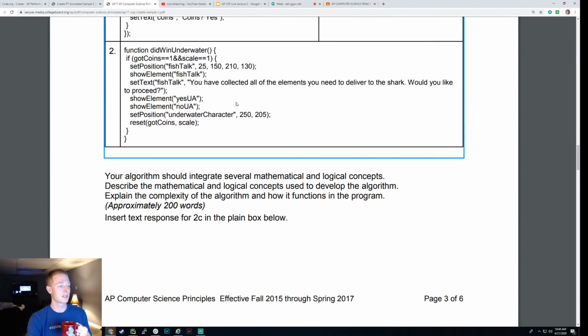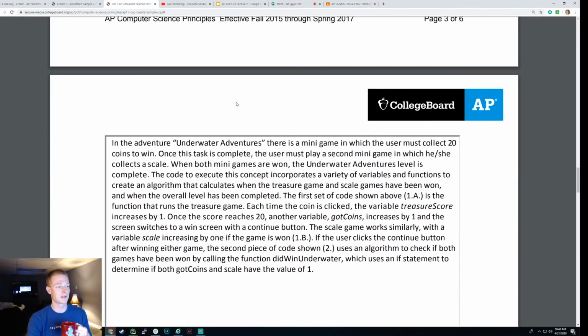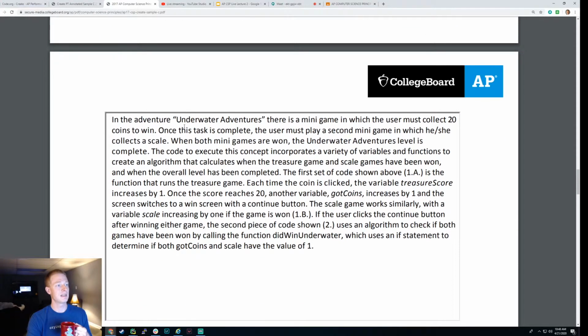Okay, so let's read their response here and see if we can understand. In the underwater adventures, there's a mini game in which the user must collect 20 coins to win. Once that's complete, the user plays a second mini game where they collect a scale, and when both are won, that level is complete. Okay, so they say that the code executes the concept, incorporating a variety of variables and functions to create an algorithm that calculates when the treasure game and scale games have been won. So that's the overall purpose, right?